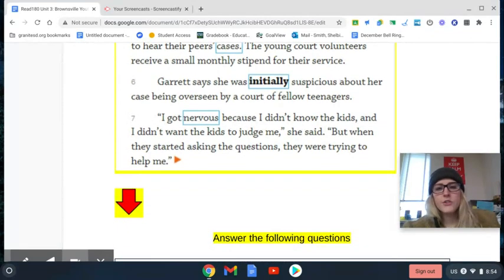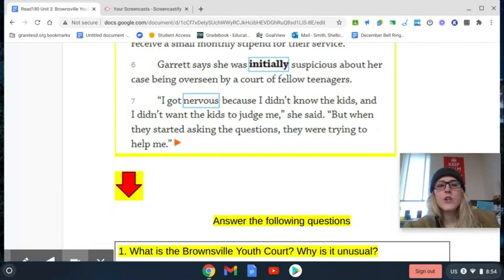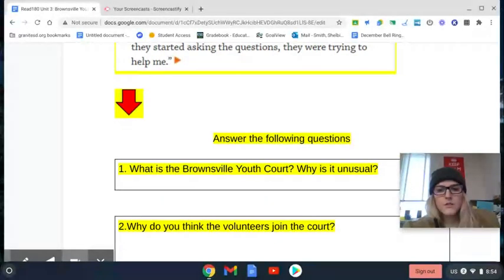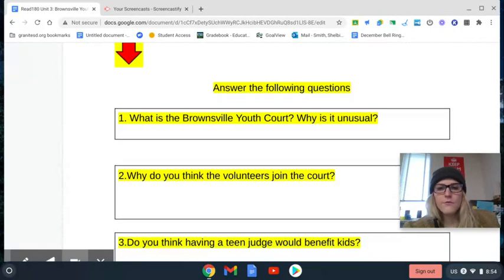Garrett says she was initially suspicious about her case being overseen by a court of fellow teenagers. "I got nervous because I didn't know the kids and didn't want the kids to judge me," she said. "But when they started asking the questions, they were trying to help me." So kind of an interesting thing. I've never heard of this before, a youth court, but it happens in Brownsville, New York.